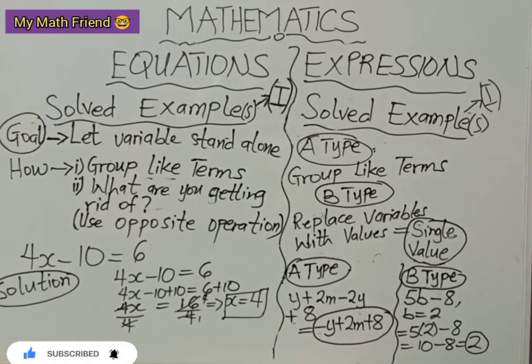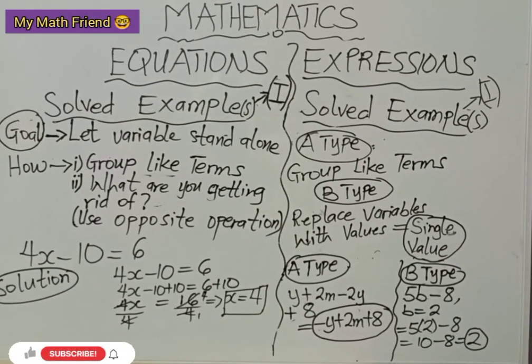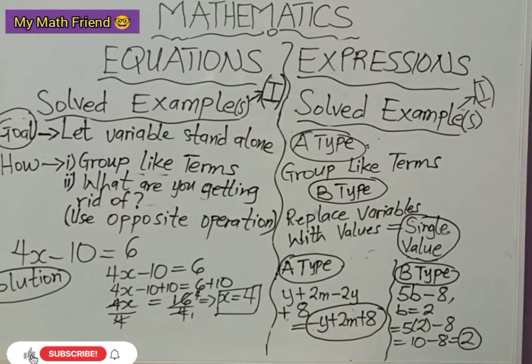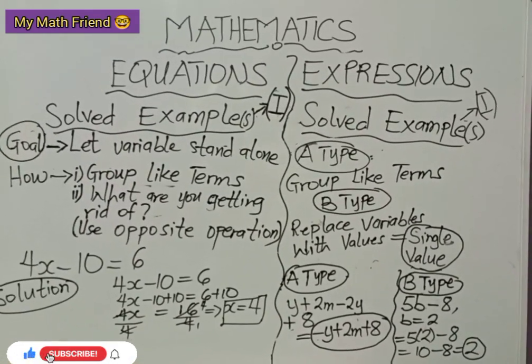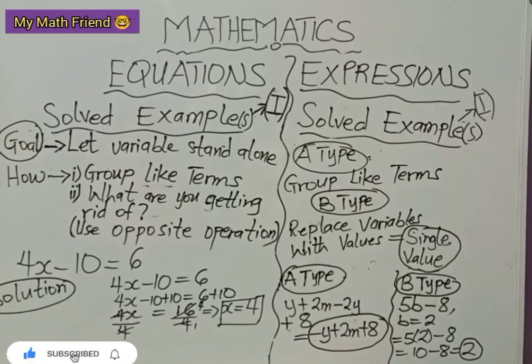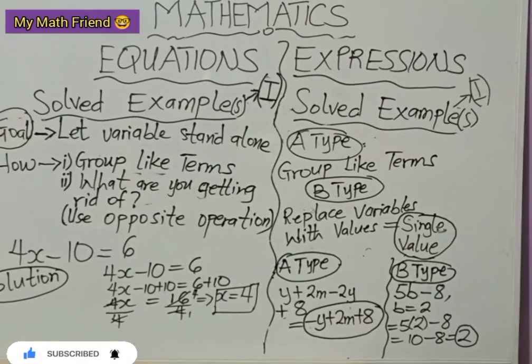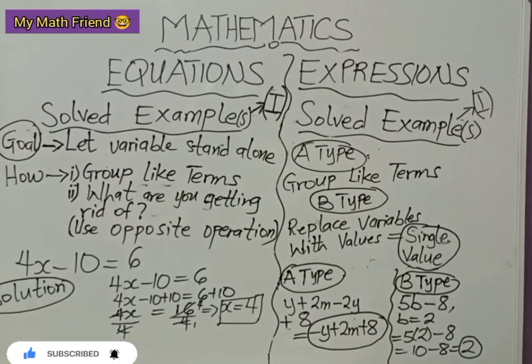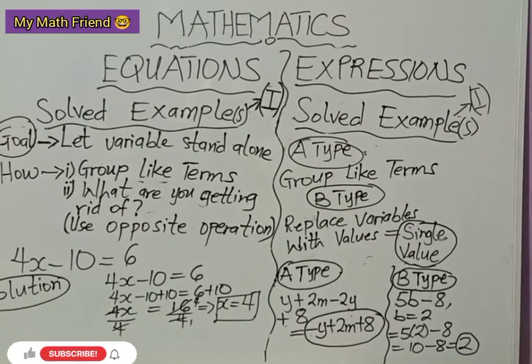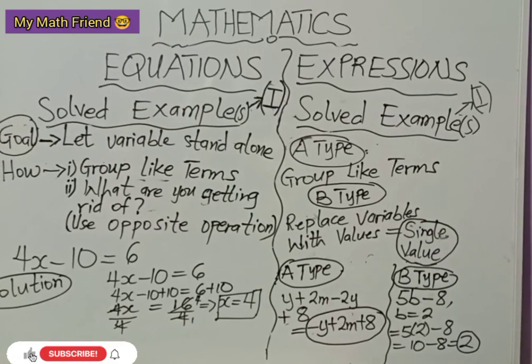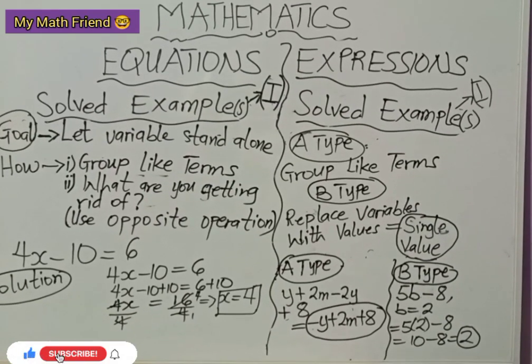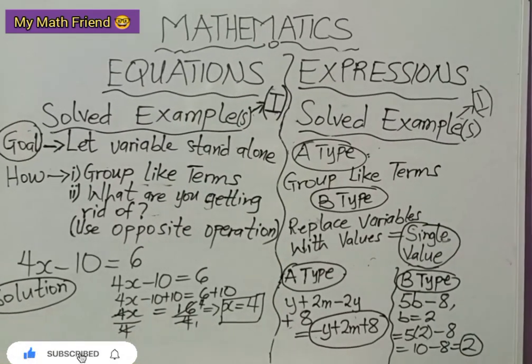So then we are going to have negative y plus 2m plus 8. You just bring them together, but you don't add them because they are not like terms. They are unlike terms. This is y, this is m, and this is just a constant. So the answer becomes negative y plus 2m plus 8. Very well. I hope you understood the A type. Let's look at the B type, the last part.